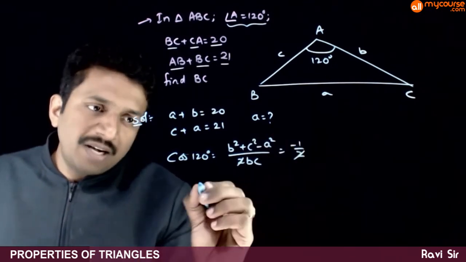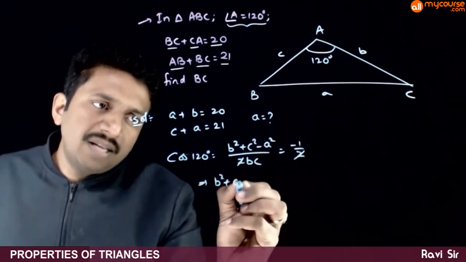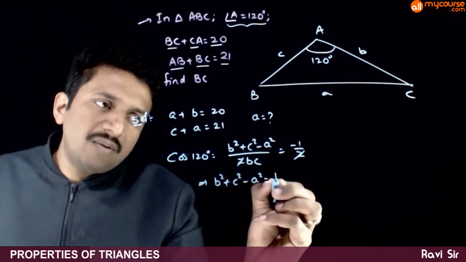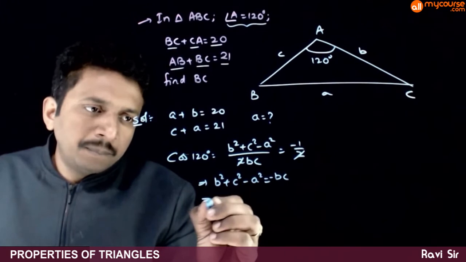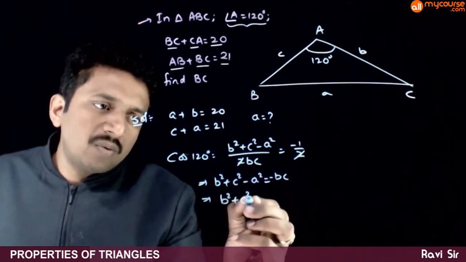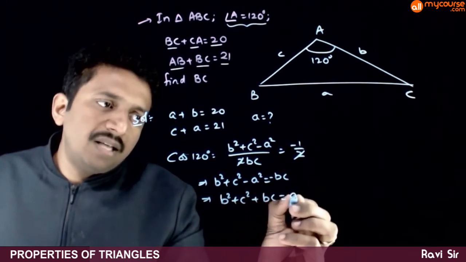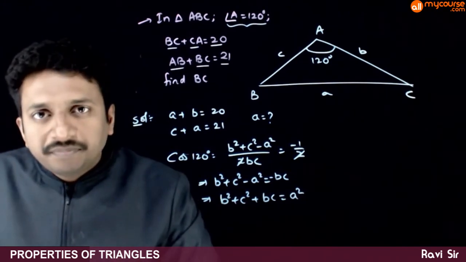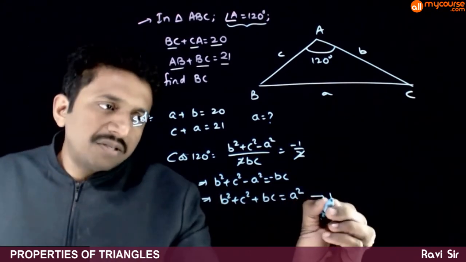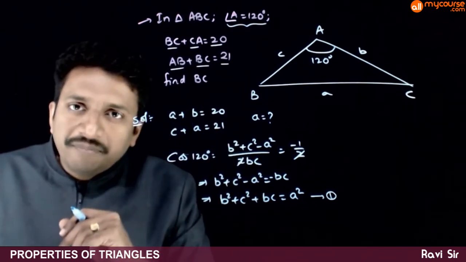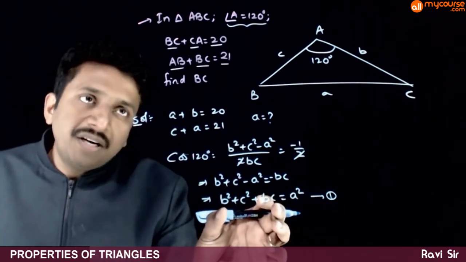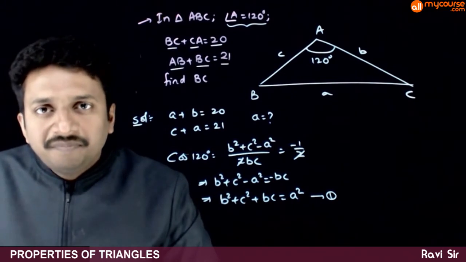So if you cross multiply this, you get B square plus C square minus A square is equal to minus BC. This implies B square plus C square plus BC is equal to A square. So let us keep this information with us. We're asked to find the value of A. So A has been written in terms of B and C.